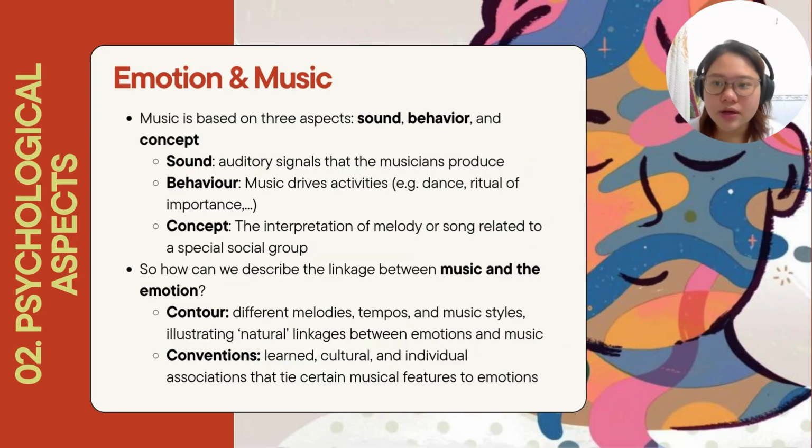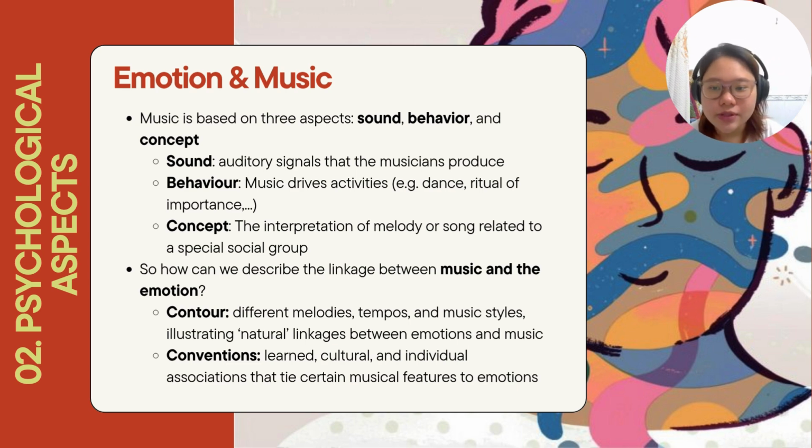Now we come to the psychological aspect. First, we will discuss the linkage between emotions and music. In this part, we explain why music has such significance in perceiving and experiencing emotions in individuals. Music is based on three aspects to explain the linkage: the sound, the behavior, and the concept. First is the sound. Sound is defined as an auditory signal that the musicians produce when the audience perceives and experiences it.